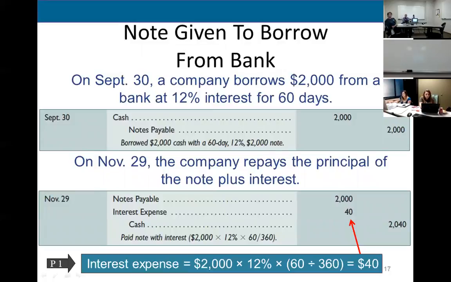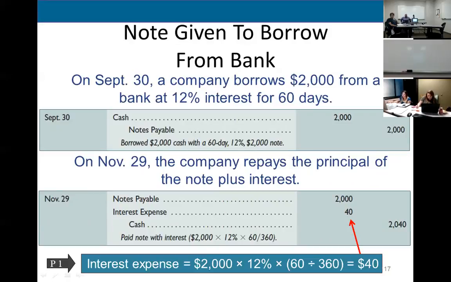All right, so on September 30th, the company borrows $2,000 from a bank at 12% interest for 60 days. How are we going to record this? We sign our promissory note. Okay, so on September 30th, is our cash increasing or decreasing? Increasing, therefore we're debiting it, $2,000, and we are going to credit notes payable. We owe that money, it is a liability. Again, we will put a short description under notes payable: borrow $2,000 cash with a 60-day 12% $2,000 note.